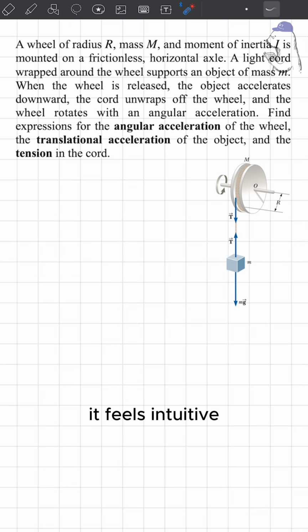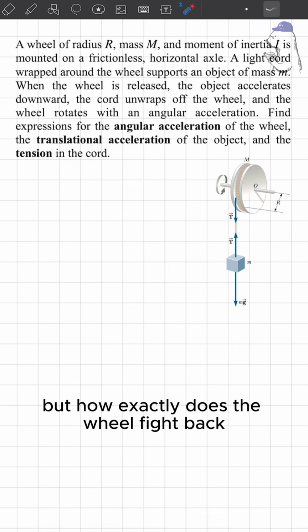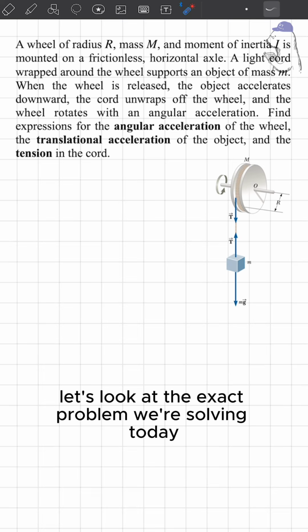If you drop a mass tied to a heavy wheel, it falls slower than free fall. It feels intuitive, but how exactly does the wheel fight back? Let's look at the exact problem we're solving today.